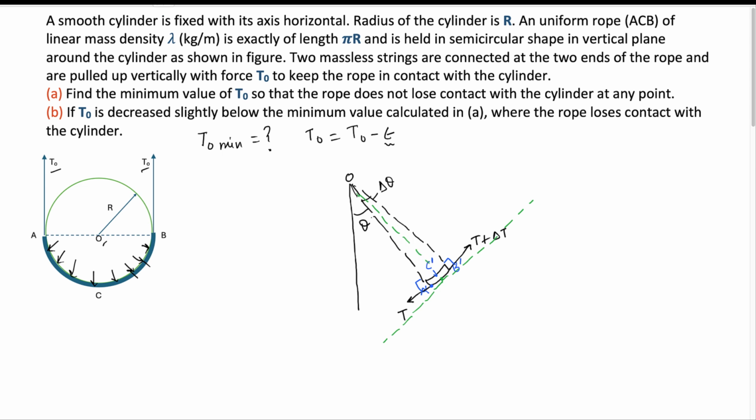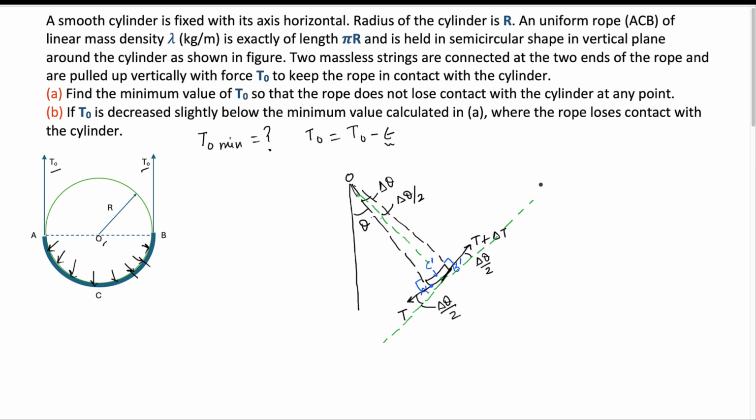So this is going to be the bisector here. This means that this angle is delta theta by 2, and this is also delta theta by 2. If that is the case, then since this is 90 degrees, in this triangle OC prime B, this is 90 degrees, so this is 90 minus delta theta by 2, hence this angle is delta theta by 2, and this angle is also delta theta by 2. Okay, so far so good.